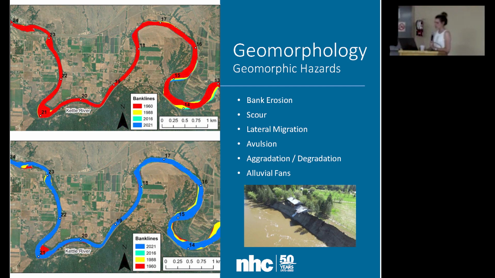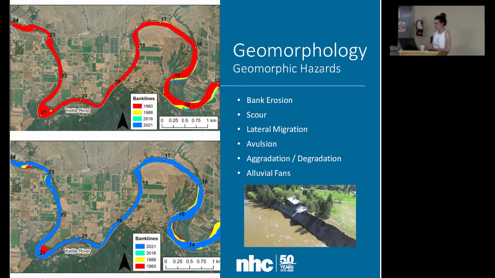So we study the geomorphology by going into the field and taking observations. We look at the bank erosion, the scour, the lateral migration, the avulsion, which is just the chance of the river suddenly changing its path, going over a bank and making a new path, the aggradation, the degradation, and we look at the alluvial fans. Now on the Kettle River, it appears to be mostly a fairly stable channel with limited lateral erosion from the 1960s to now. The overall erosion rate is about 0.1 meters per year. But there have been some shifts in recent times, particularly the 2018 event. We did see up to 15 meters erosion in this reach during that event.